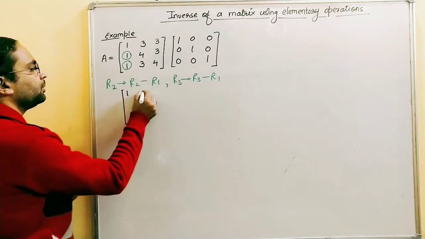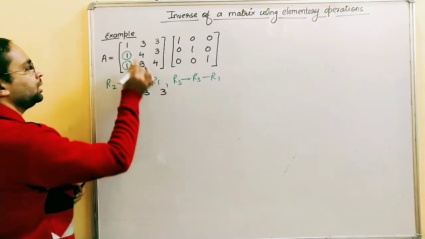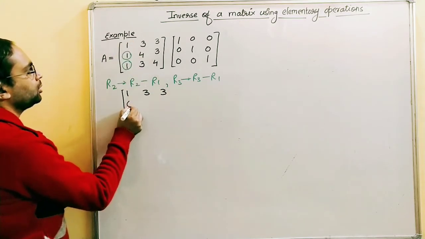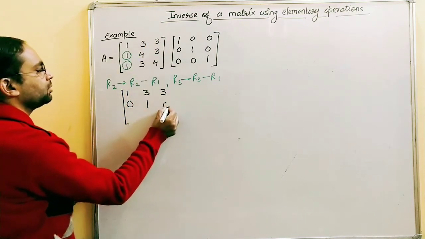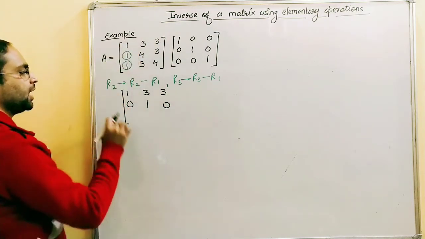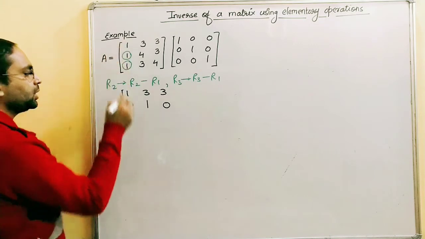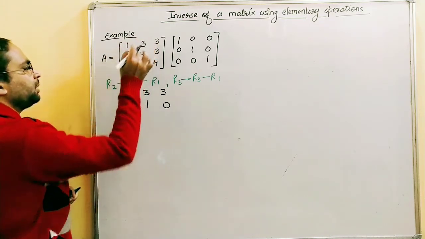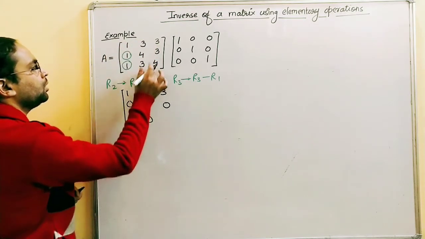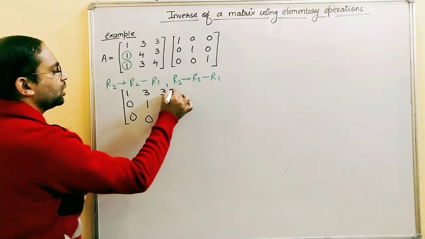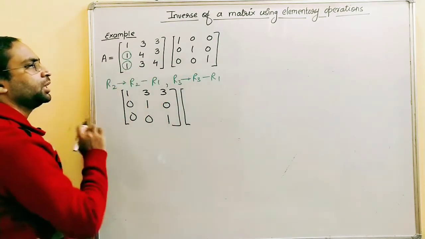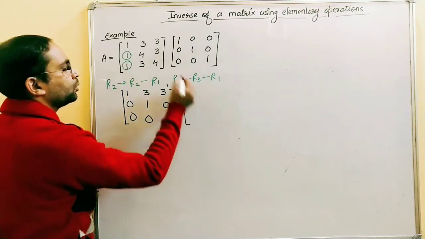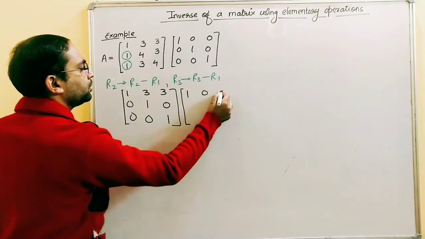The first row will remain the same: 1, 3 and 3. 1 minus 1 is 0. 4 minus 3 will be 1. 3 minus 3 will be 0. 1 minus 1 will be 0. 3 minus 3 will be 0. 4 minus 3 will be 1. I need to perform the same operations on both matrices. 0 minus 1, the first row will be the same: 1, 0, 0.